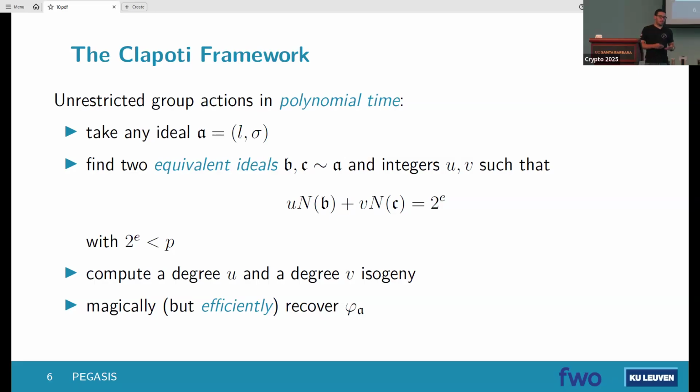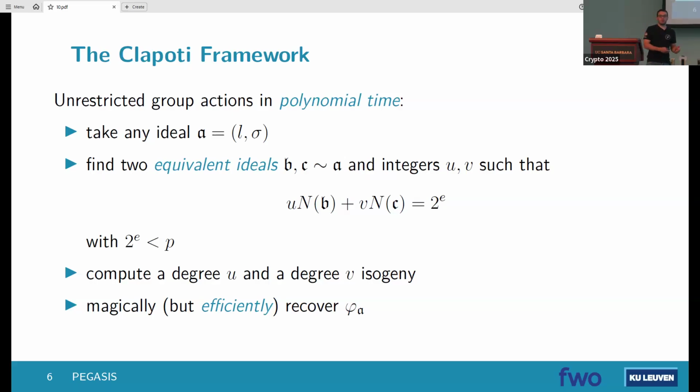As I mentioned, this is a framework to construct unrestricted group actions in polynomial time. Now, the way it works is we take an ideal in the class group, and we look for two equivalent ideals, B and C, and two integers U and V that can solve the equation U times the norm of B plus V times the norm of C is equal to 2 to the E, where 2 to the E is less than P, as we saw before.